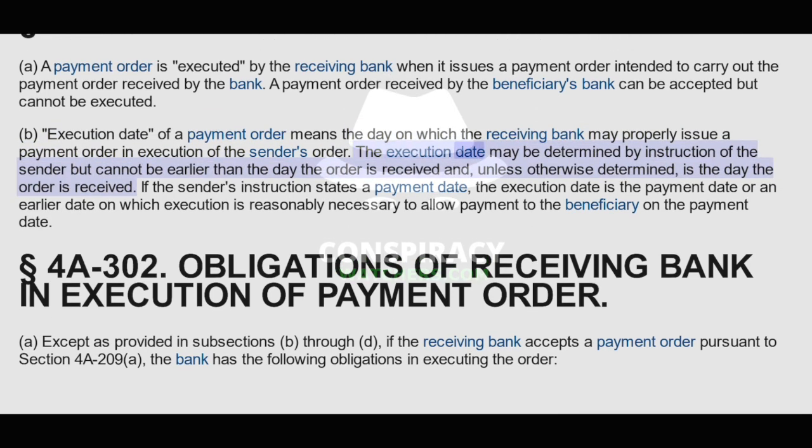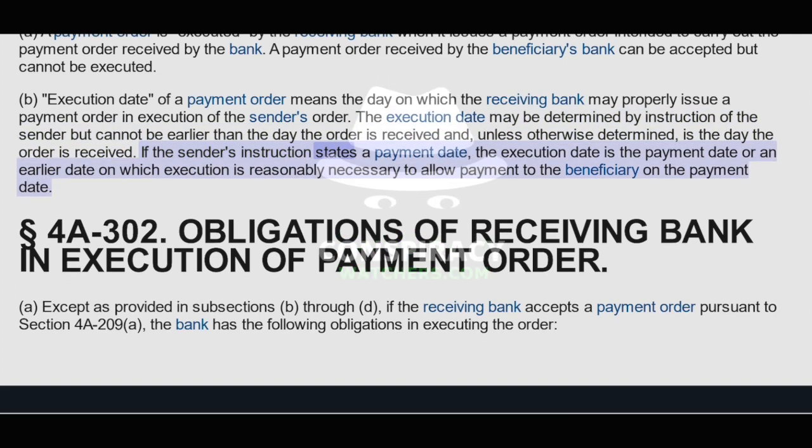The execution date may be determined by instruction of the sender but cannot be earlier than the day the order is received and, unless otherwise determined, is the day the order is received. If the sender's instruction states a payment date, the execution date is the payment date or an earlier date on which execution is reasonably necessary to allow payment to the beneficiary on the payment date.